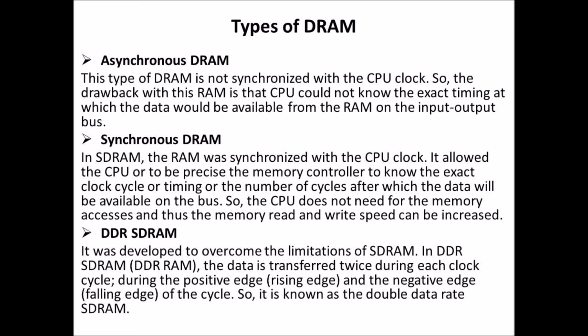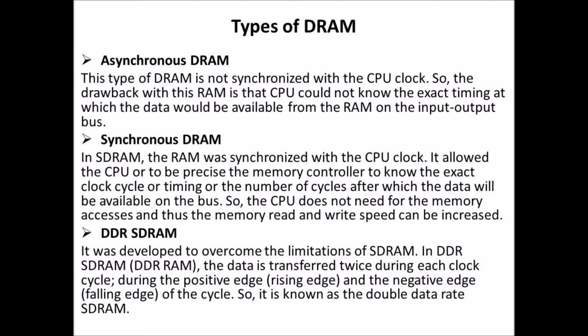Second one, synchronous DRAM. In SDRAM, the RAM was synchronized with the CPU clock. It allowed the CPU or to be precise the memory controller to know the exact clock cycle or timing or the number of cycles after which the data will be available on the bus. So, the CPU does not need to wait for the memory accesses and thus the memory read and write speed can be increased. Third one, DDR SDRAM.